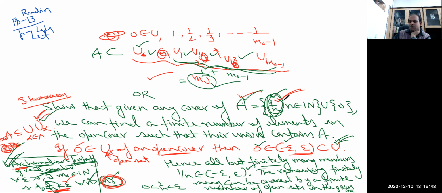So clearly this set is bounded. Why? Because every member of the set A is contained in 0 to 1. I mean, each member of set A is contained in 0 to 1. This one is a bounded set, and A is contained in a bounded set. So A is also going to be bounded.